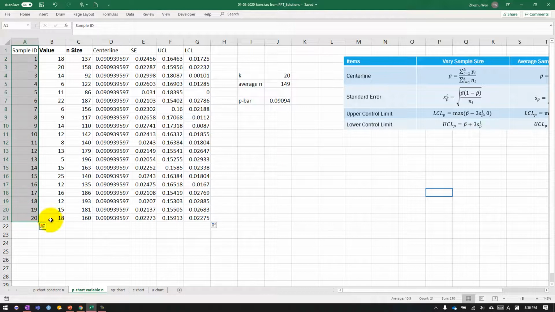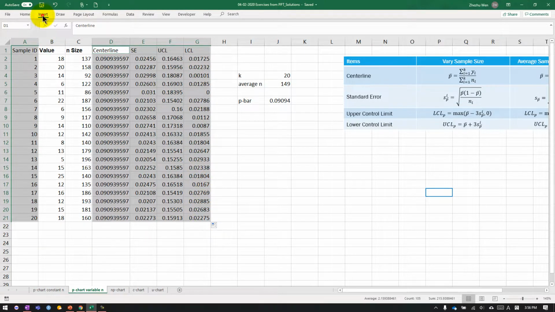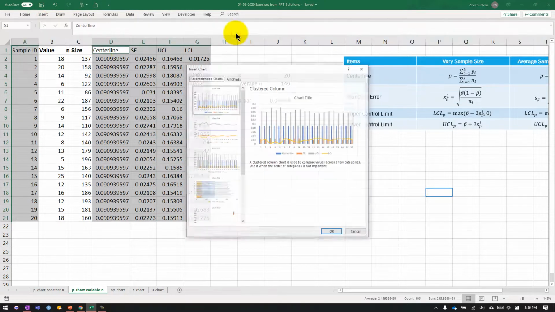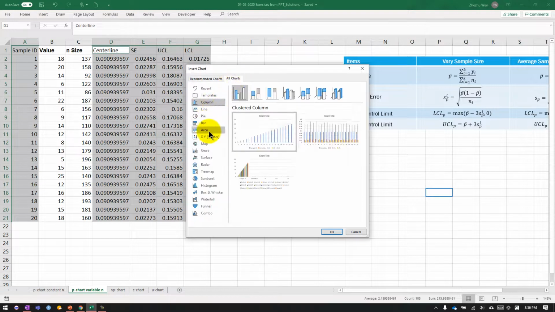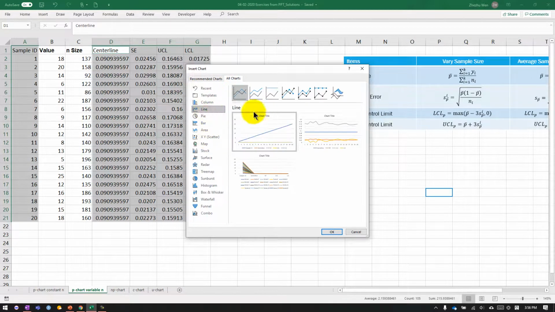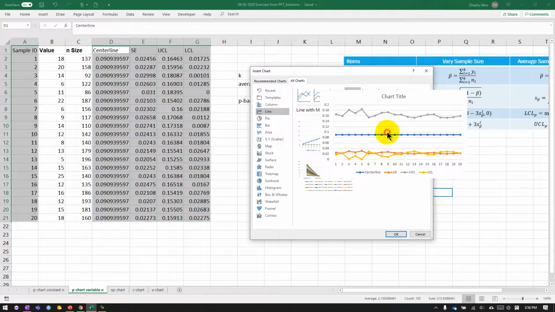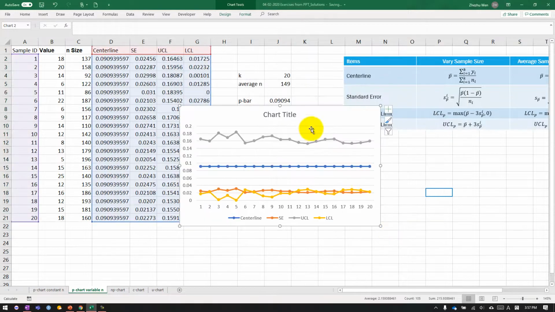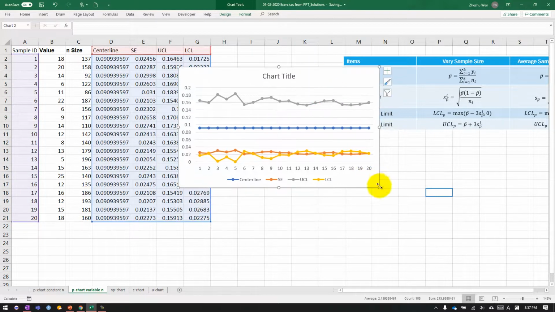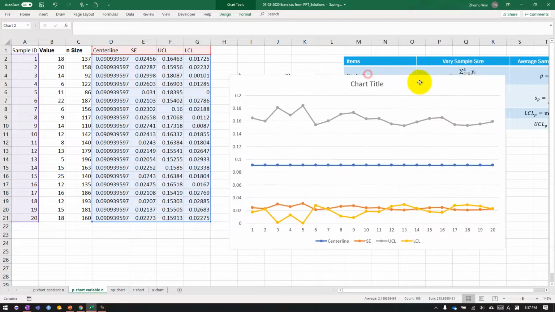Highlight column A and press down your control key. Highlight D to G columns and insert a chart. Okay. See, I may have made some mistake in here. I don't know why it doesn't like me. So let's take a look. Let's draw this thing right here. Let's see whether this thing makes sense or not.